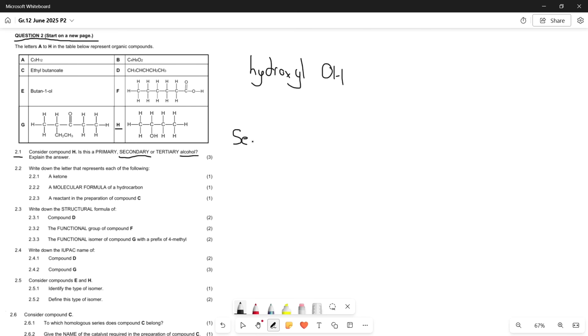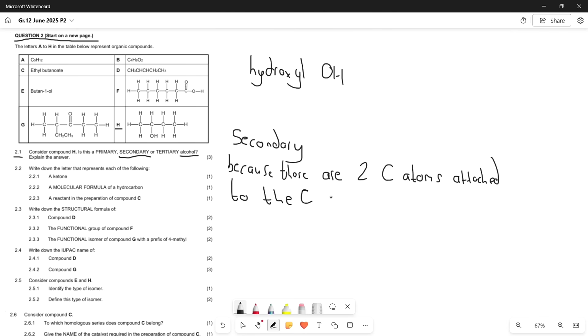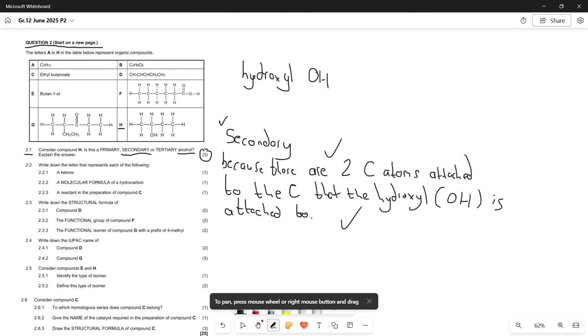So 1 mark for writing down secondary, because there are 2 C atoms attached to the C that the hydroxyl OH is attached to, earning us 3 marks for question 2.1.